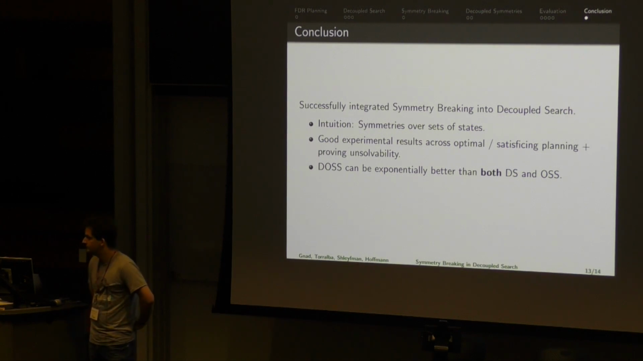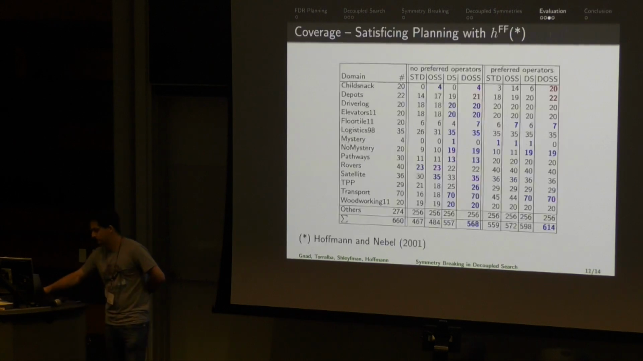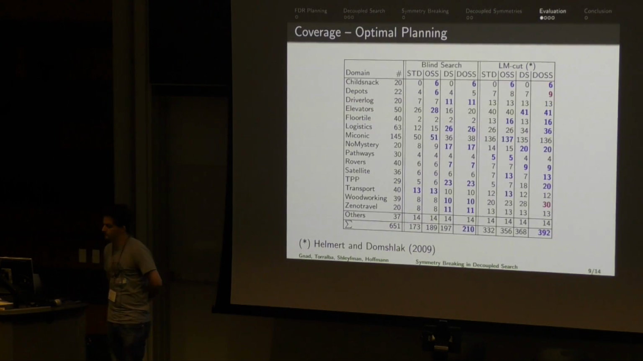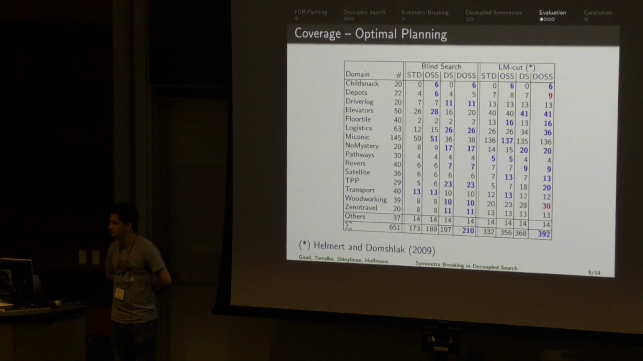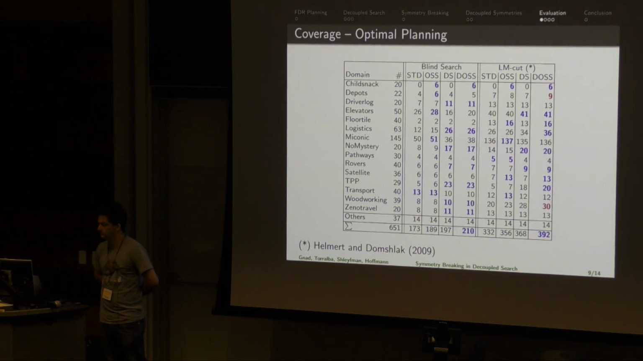I have a question about the results you have shown for optimal planning. You have shown that pure orbit search is sometimes better than combining it with decoupled state, like in elevators, for instance. It's really pronounced. Do you have an explanation for that?